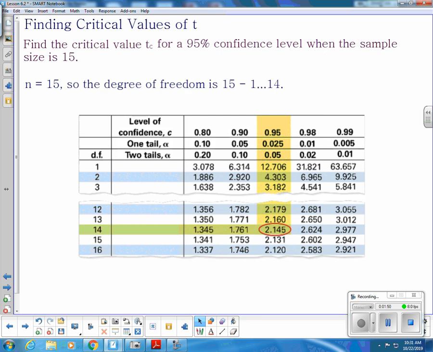So the degrees of freedom is always your sample size minus 1. You go to that, intersect with your confidence level. That's your critical value. Easy enough? Easier than the probability chart we have for the normal curve.